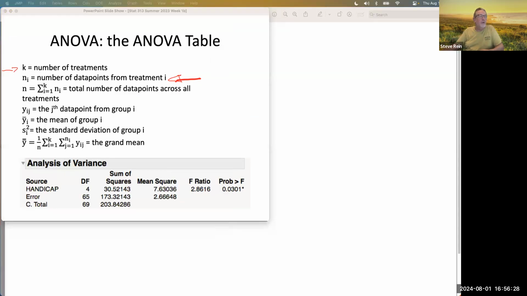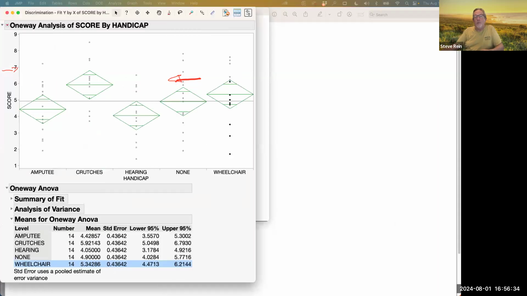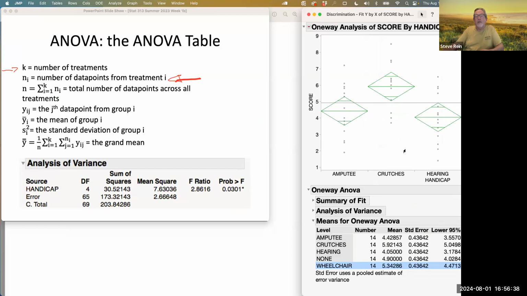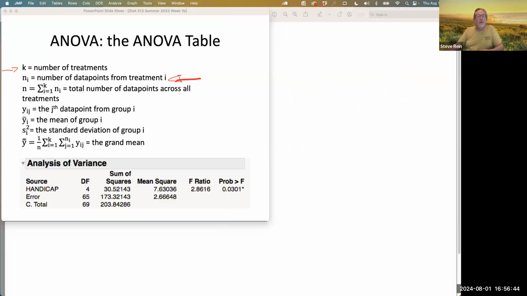Okay, moving it over here so I could see it better. You could see in some of the output, you have 14 data points for each of the 1, 2, 3, 4, 5 different groups. So we have information about how many data points you have in total, how many data points you have from each group, how many groups you have?